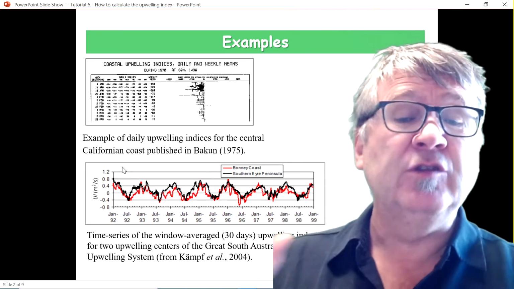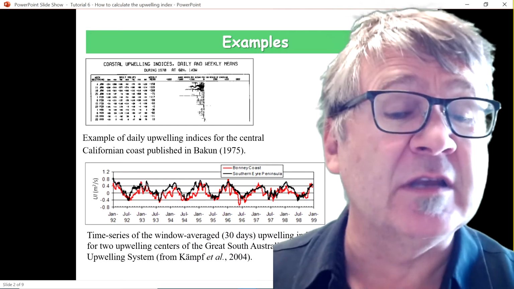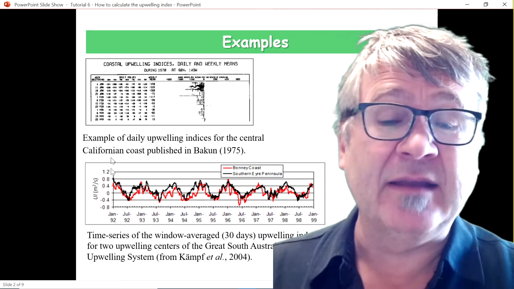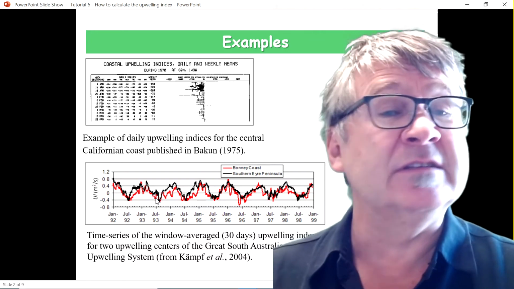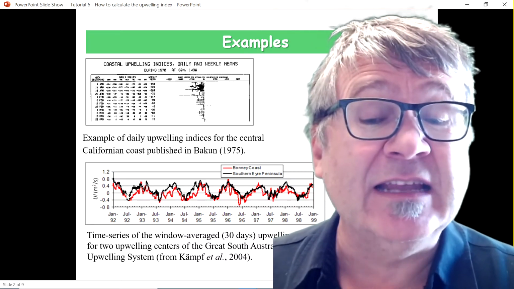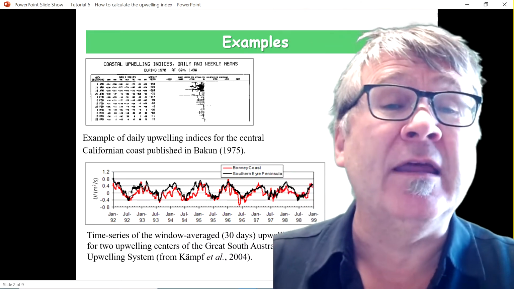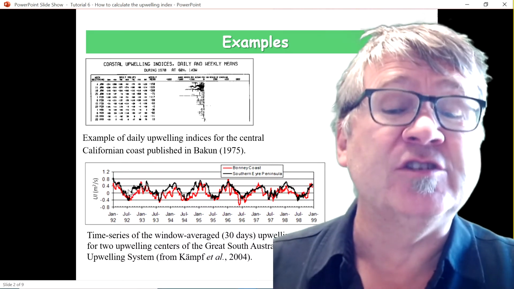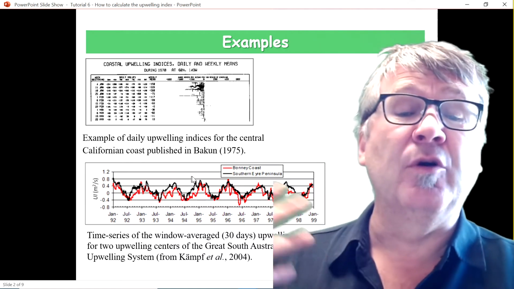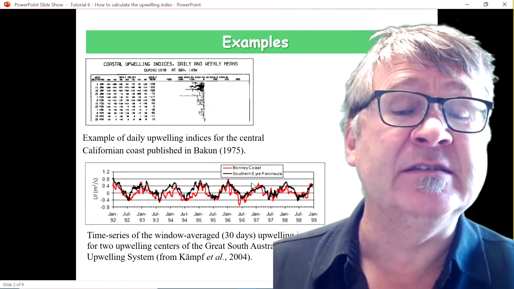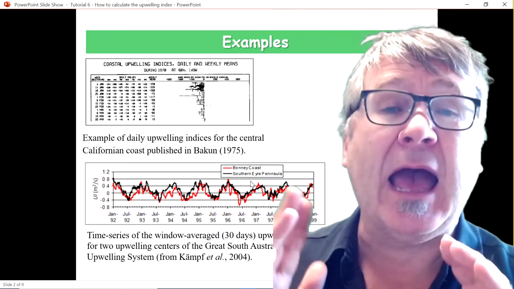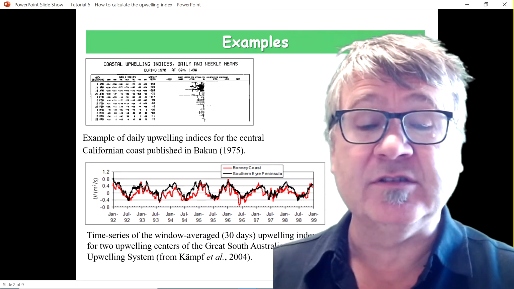Here's a time series, 2 different locations, Bonny Coast and the Southern Eyre Peninsula. I'm not going into the details here, but you can see in the upwelling time series that this indicates a seasonal coastal upwelling system. So at least the winds are upwelling favorable during certain times of the year. You can see both regions behave in a similar manner. So in austral summer months, you expect to see upwelling features along that.